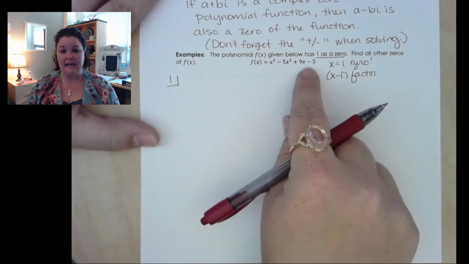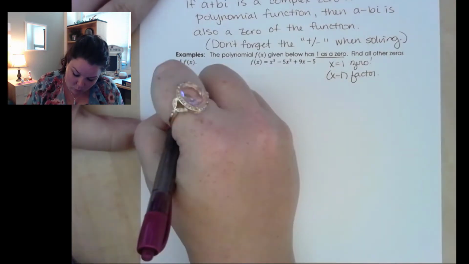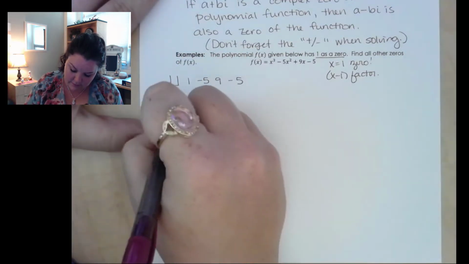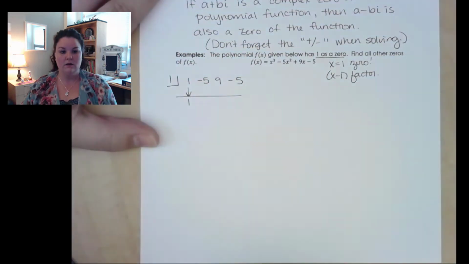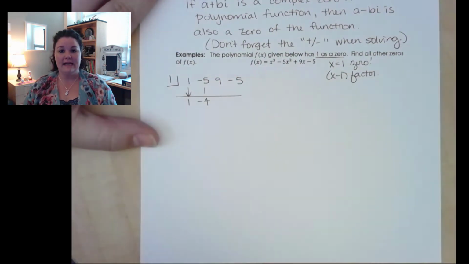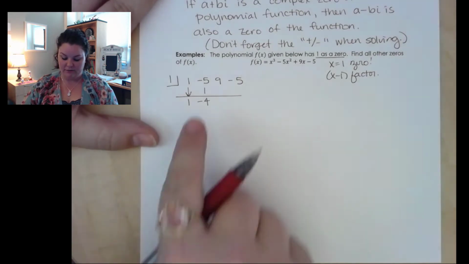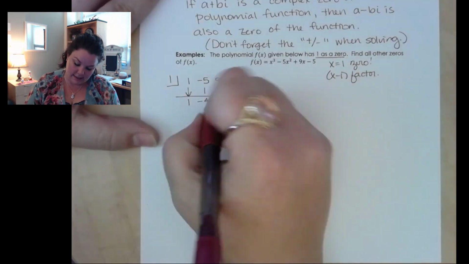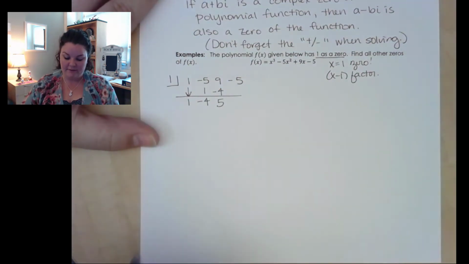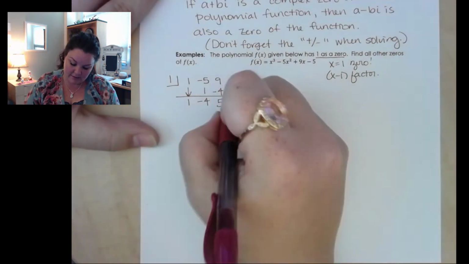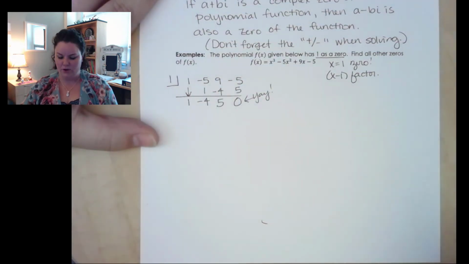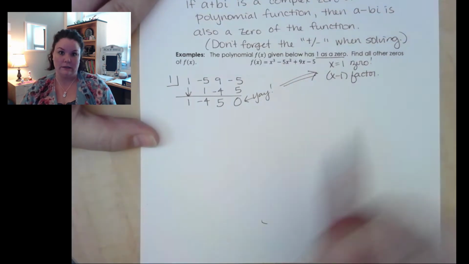Excuse me, and here I'm not missing any numbers. So I have 1, -5, 9, and -5. I bring down my 1. 1 times the 1 in my box is 1. And we combine down and get -4. -4 times the 1 in my box is -4. I combine down and get 5. 5 times the 1 in my box is 5, and it does give me a 0. Yay, which we kind of knew, right? Because that one was totally given to us.